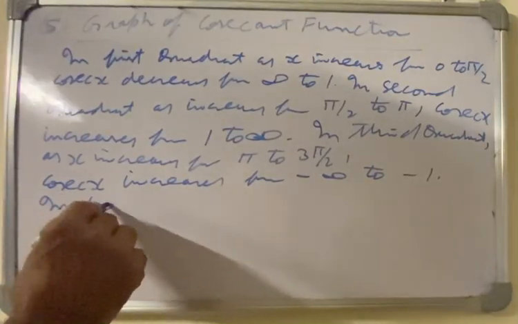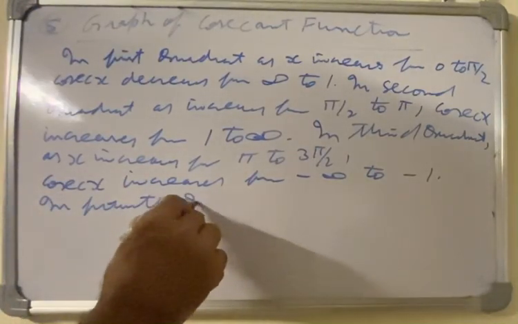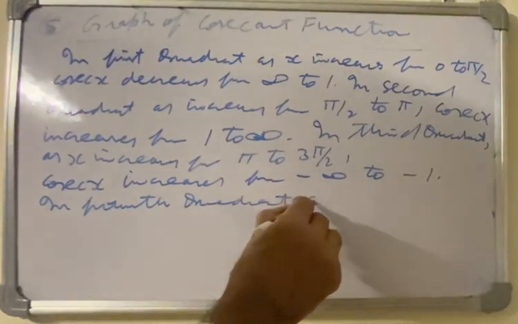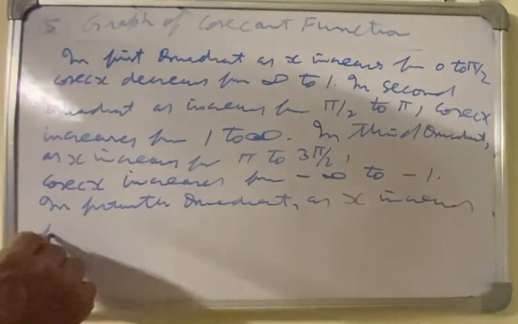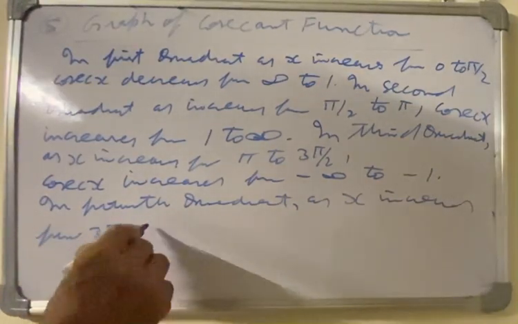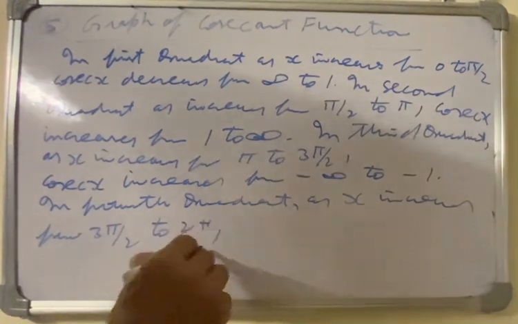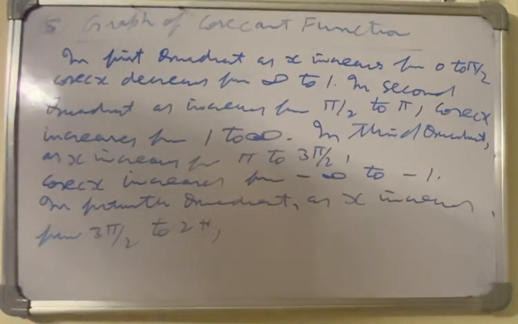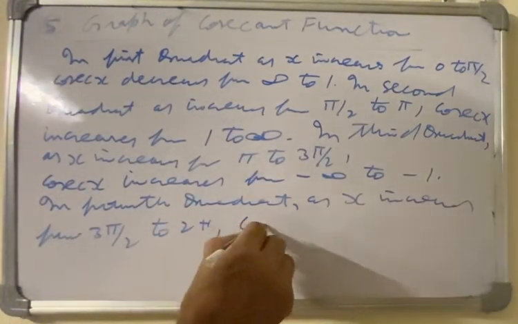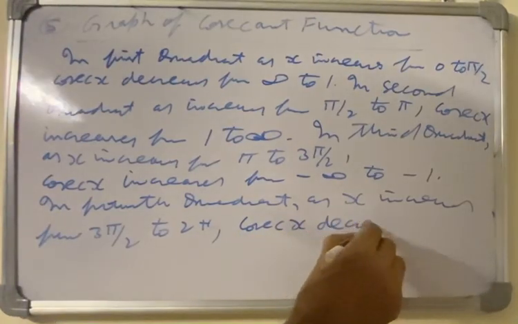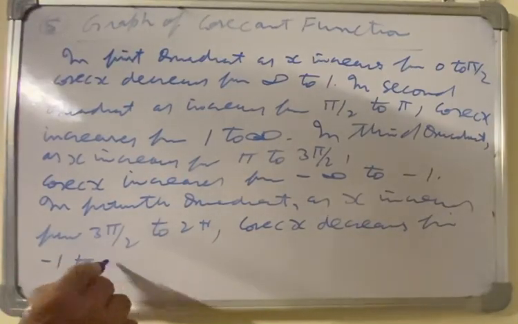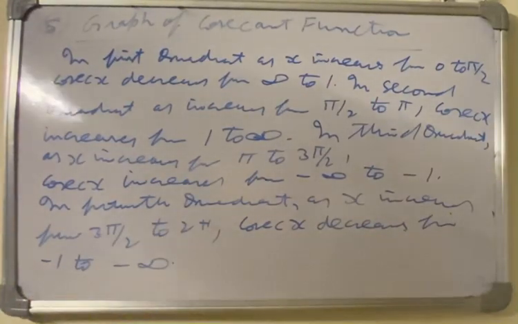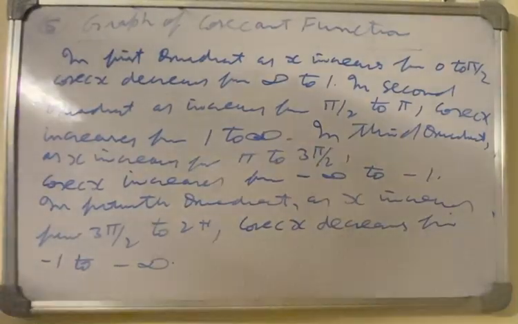In fourth quadrant, as x increases from 3 pi by 2 to 2 pi, then cosecant x decreases from minus 1 to minus infinity. Then we draw its graph.